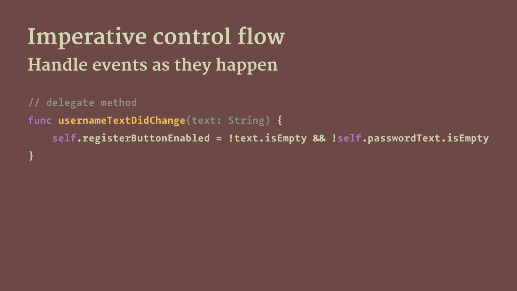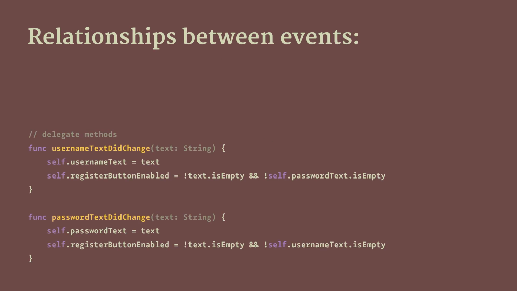So we only know about the one event that happened, and then we have to build up our own context with properties that we've stored stuff on to have enough information to do our objective of updating that register button enabled. So I want to call out that there are relationships between these events. They are informally defined and manually maintained.